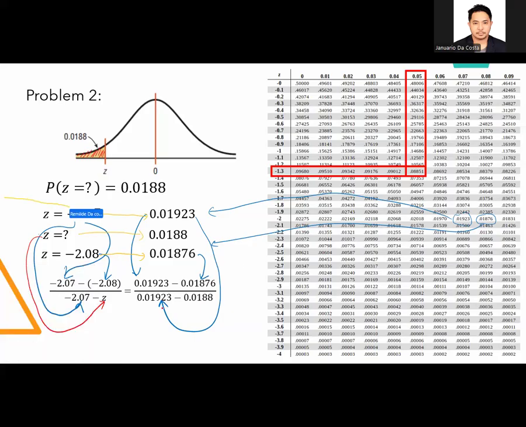You have to subtract 0.01923 as well. After that, this is just a matter of algebra. Once you fill in the values, you just do the algebra and calculation, and you get z equal to negative 2.079, which is between these two values.